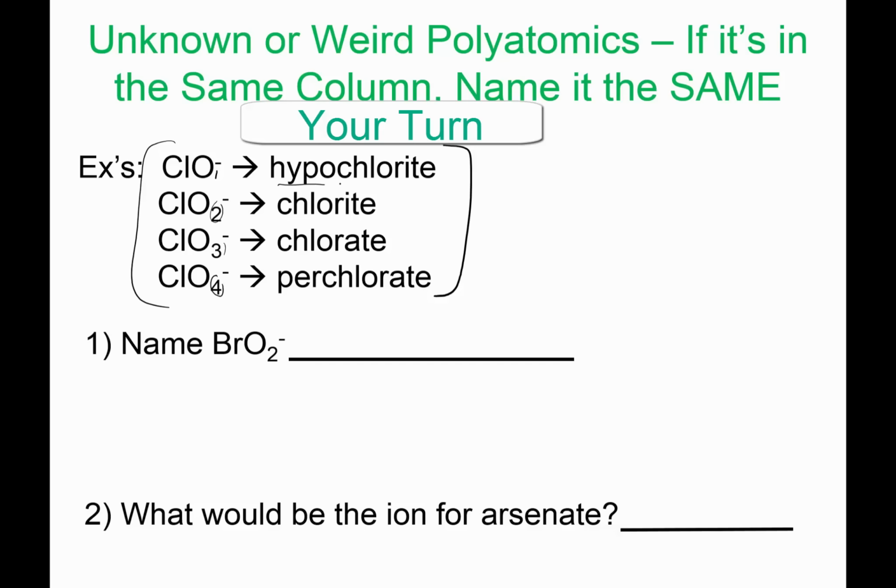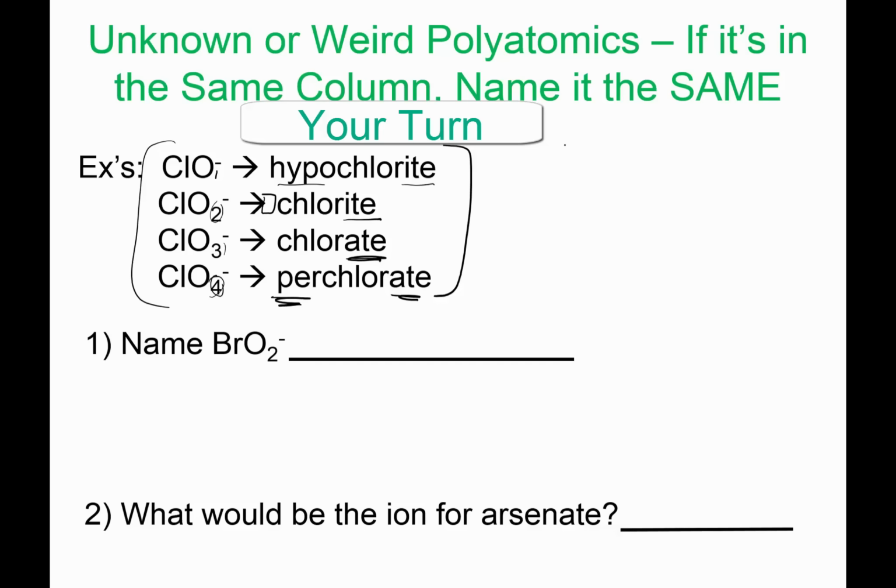It'd be hypo and then ite if there's only one. If there's one more oxygen, there's no hypo on the front, so it's just called chlorite. When you get to 3 oxygens, it goes from ite to ate, and then when you get to 4, you have ate and you add the prefix per, so it'll be perchlorate. You could do this with any of the oxyhalogen anions.